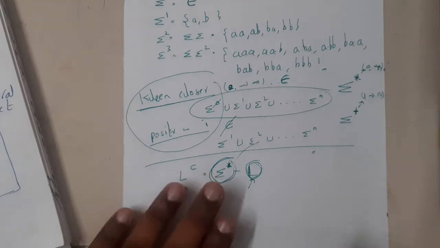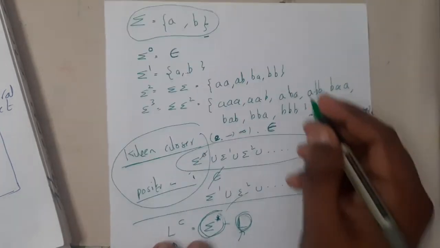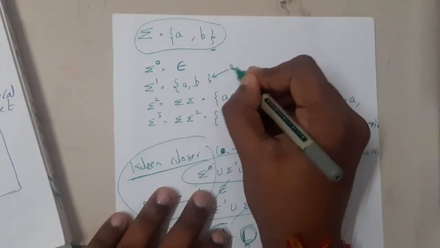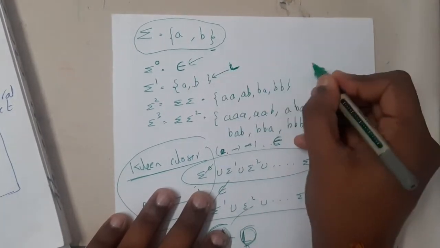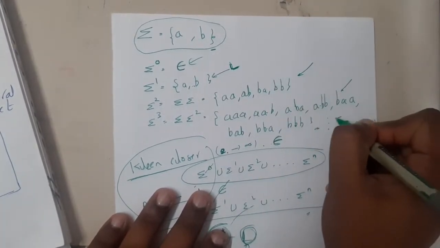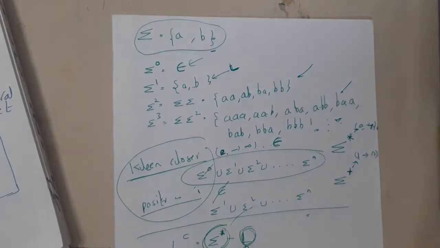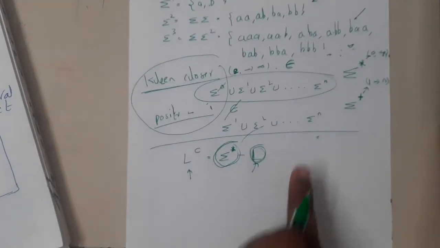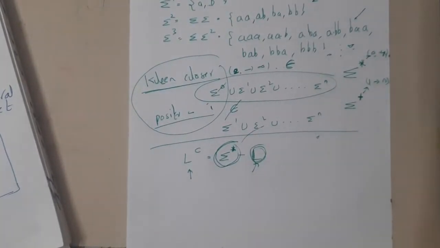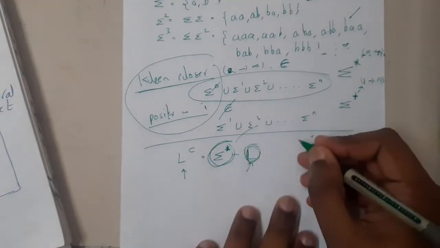So what I'm trying to say is, if the given question says that this is the language, then what will be the complement? This will be the complement, this will be the complement, and so on up to infinity. Every one of them will be a complement. So that is nothing but sigma star minus L. Got it?